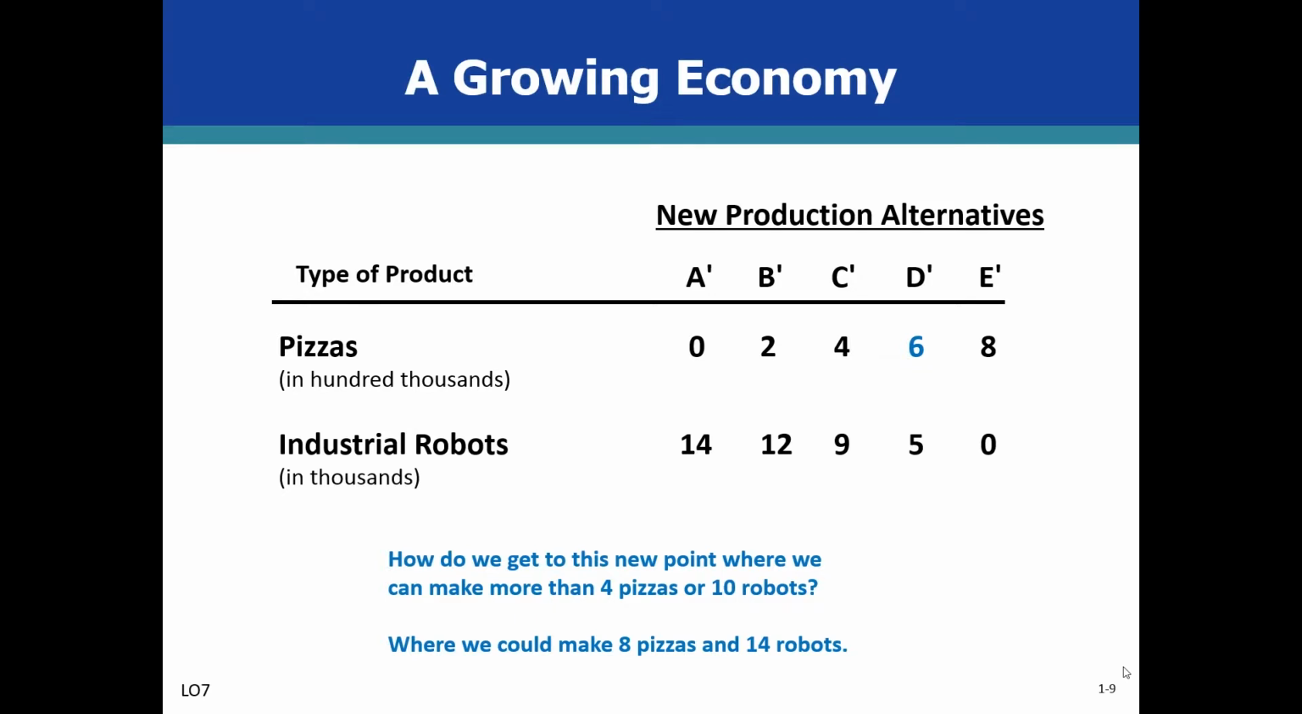How do we increase the production possibilities curve so that we make more pizzas and more industrial robots? Say 8 pizzas and 14 robots. How do we do that?